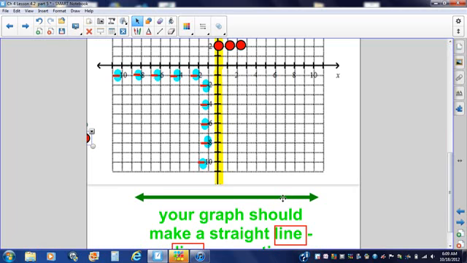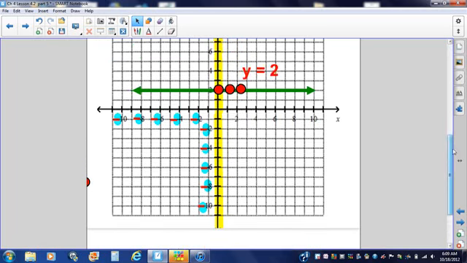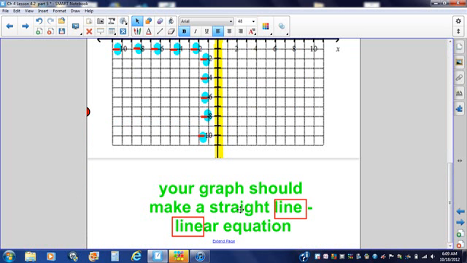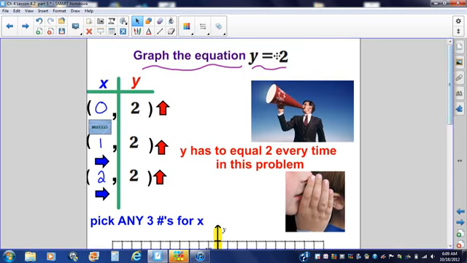Now you're going to draw yourself a line connecting the dots. This is your line for the equation y equals 2. Notice your graph should make a straight line, or that is a linear equation. So you should have a graph here for y equals 2. And you might want to label that y equals 2. That is the graph for this equation.